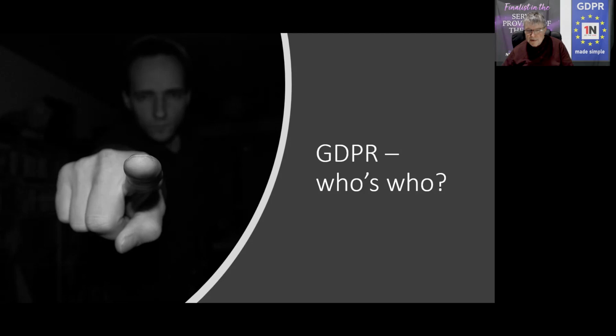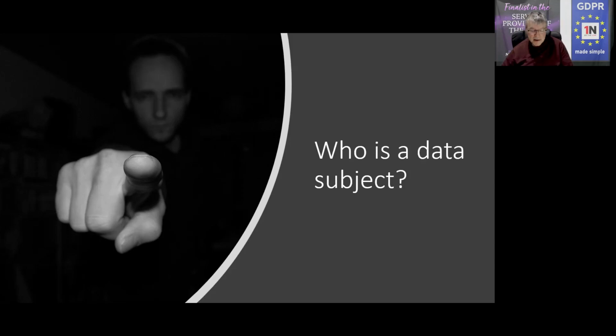So the next thing I want to talk about is a GDPR who's who, because you'll hear different terms for people and companies mentioned in the whole GDPR process. So who are they and what does it mean? So the first is, who is a data subject? Basically, if you're in the UK and you're alive, you have a pulse, from the moment you're born to the moment you die, you're a data subject under UK GDPR.